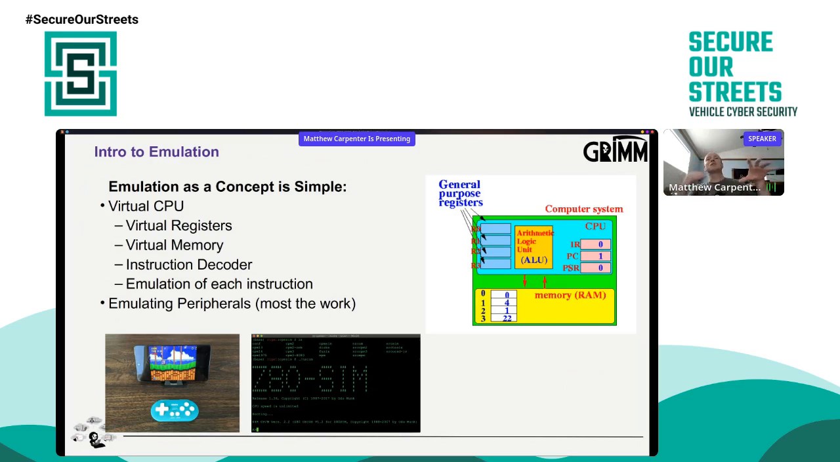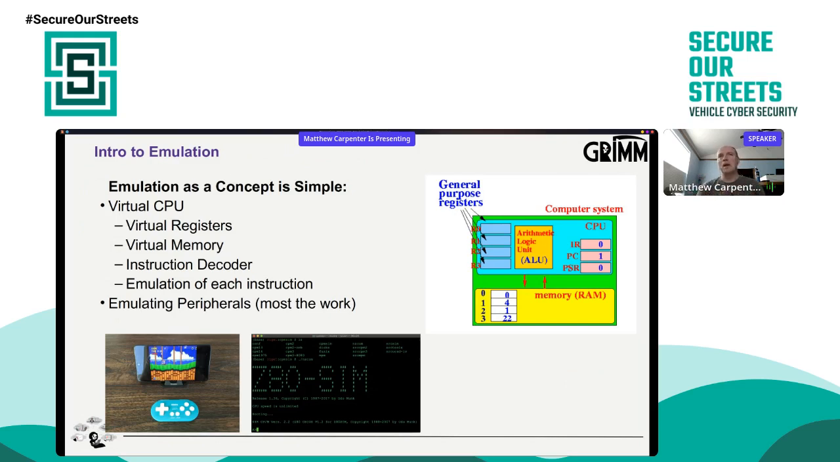And then a bunch of instruction decoders. So you've got move instructions and store instructions and all the things that a given architecture has to do. You write some code that does the thing on your virtual memory and your virtual registers. And then you emulate through each instruction.